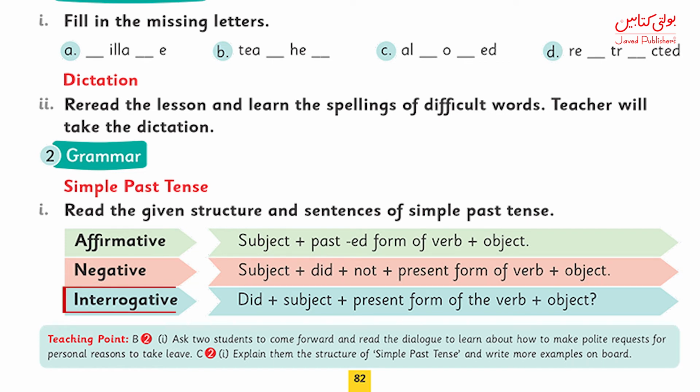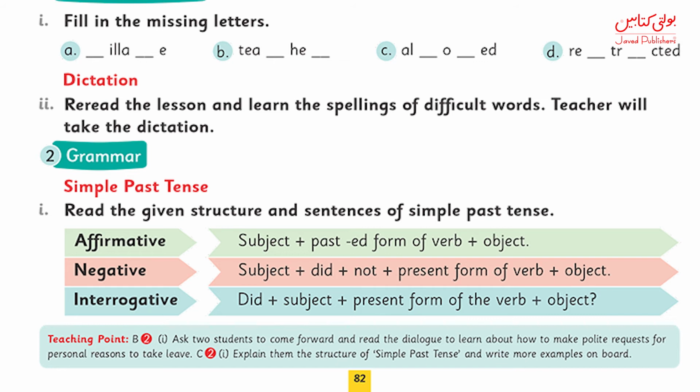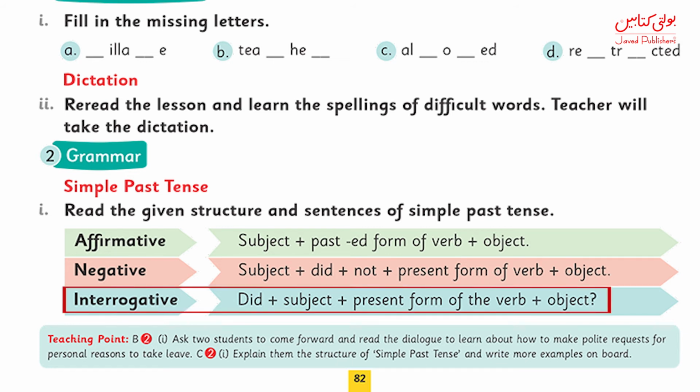And the last form of sentence is interrogative, which means question sentences. So a simple past tense interrogative sentence would be, we're going to use did plus the subject plus the present form of verb again, and plus the object. For example, did he lock the room? So here again, we are going to use the present form of verb with did.